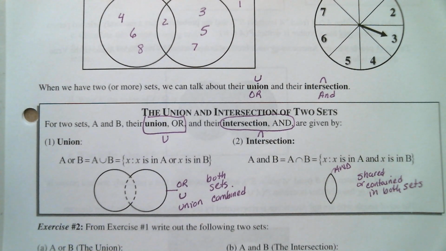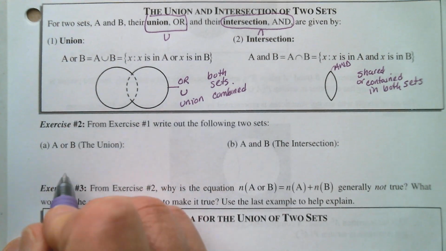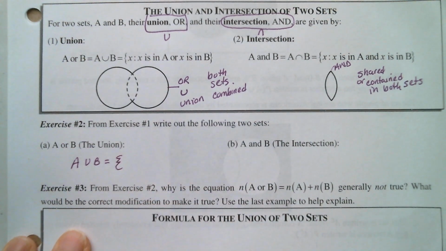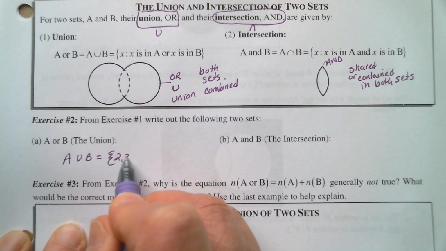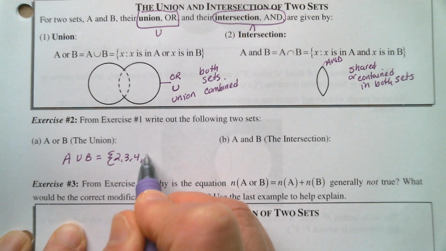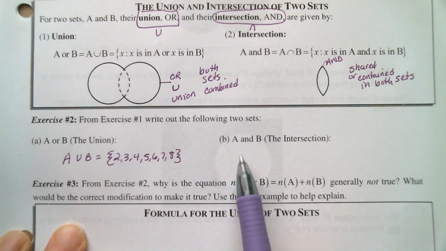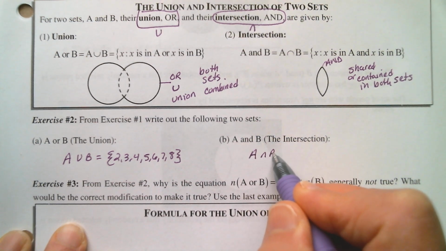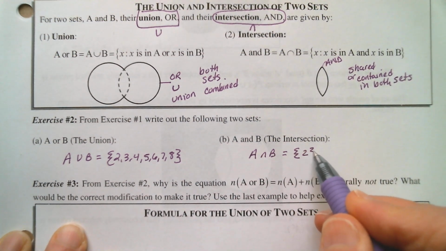From exercise number 1, write out the following two sets. A or B, which is A union B. So A union B would be the set containing, looking back up here, 2, 3, 4, 5, 6, 7, 8. A and B, the intersection, A intersect B, would equal the set containing 2. That's it.